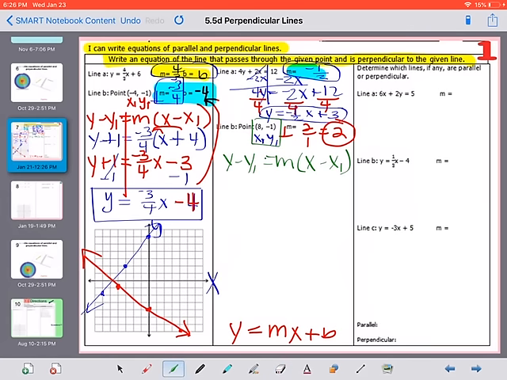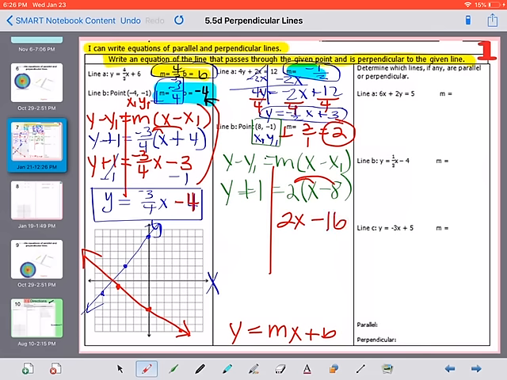So let's plug in what we know. Y minus y1, which is a negative 1. There's two negatives. The opposite of a negative is a positive. Our m, our slope, is 2. And then x minus x1, which is 8. So we can distribute to get rid of our parentheses. 2 times x is 2x. 2 times negative 8. 8 times 2 is 16.